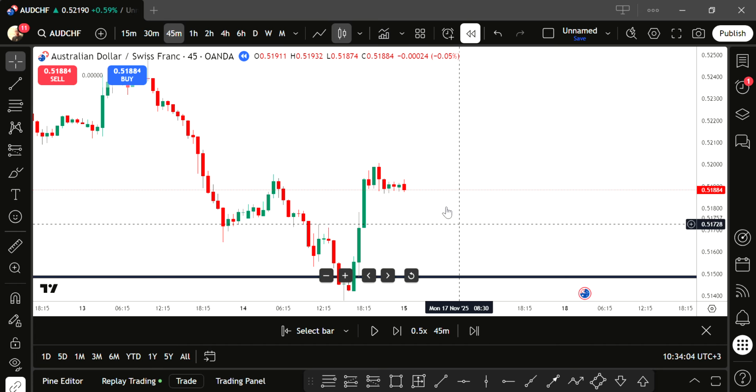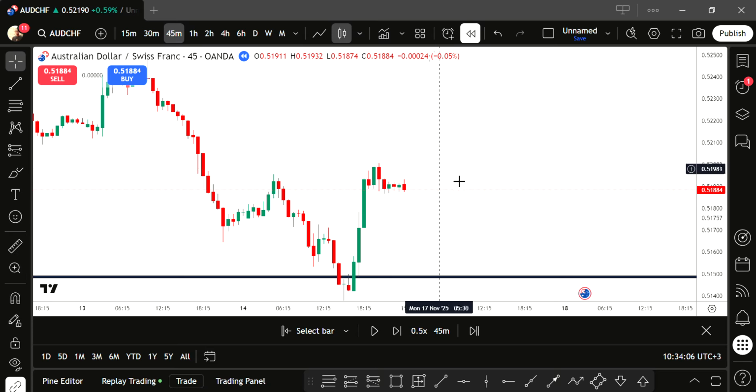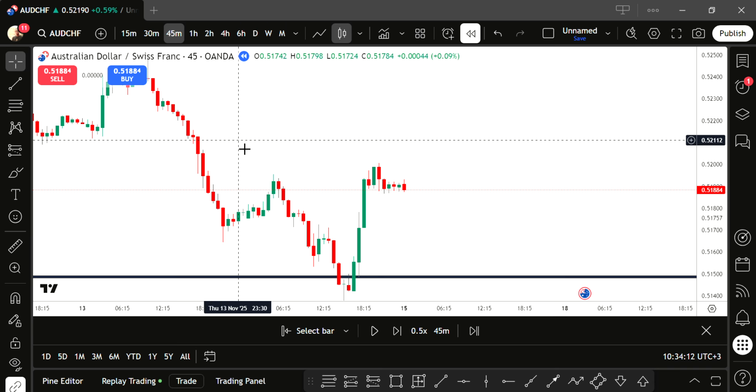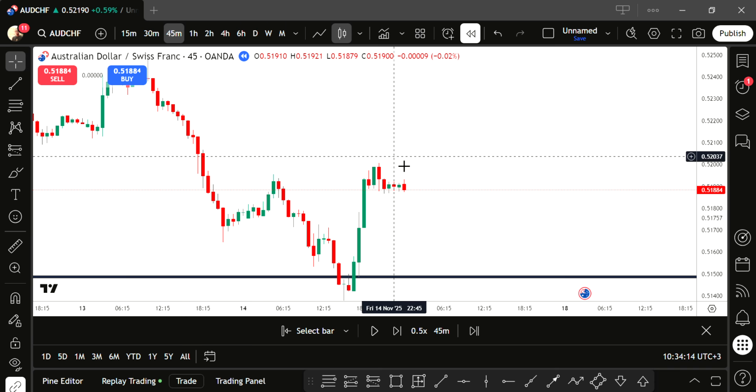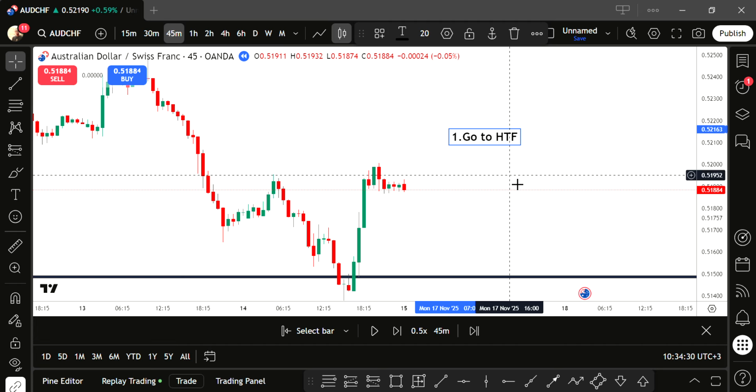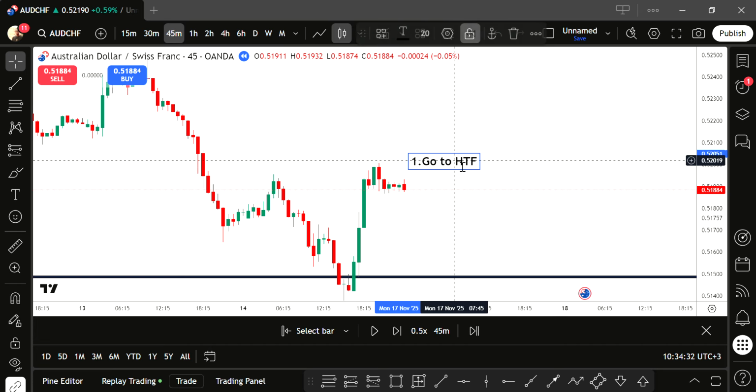So let's go ahead. This is AUDHF, and I'm trying different pairs such that you can know it works on all pairs. This is the 45 minutes time frame. So what is the first rule of the strategy? The first rule of the strategy says go to your high time frame. You have to go to a time frame that you call your highest time frame. That is the first rule of the strategy.